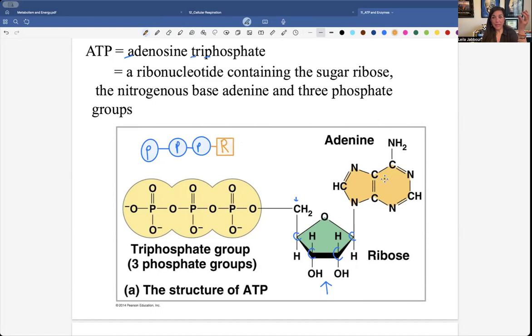And then there is a nitrogenous base. And this nitrogenous base is adenine. We know that, for example, DNA has 4 different nitrogenous bases that make up the DNA molecule. So ATP is using adenine. The other nitrogenous bases are A, T, C, and G. Those are the 4 nitrogenous bases that you would find in the nucleotides forming DNA. So the nitrogenous base that is part of ATP is adenine.